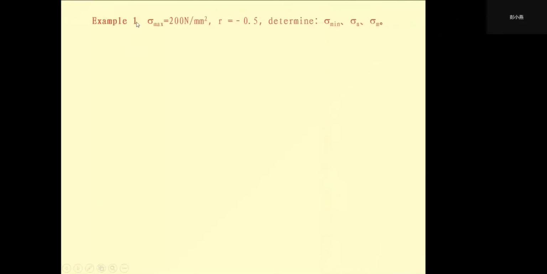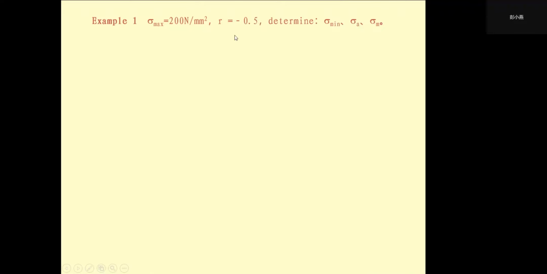And then let's look at an example first. The maximum stress is 200 Newton per square centimeter, and the stress ratio R is minus 0.5. Let's determine the minimum stress, the stress amplitude, and the mean stress.